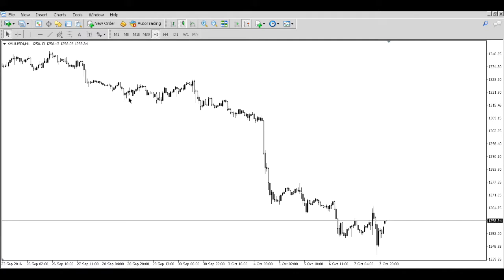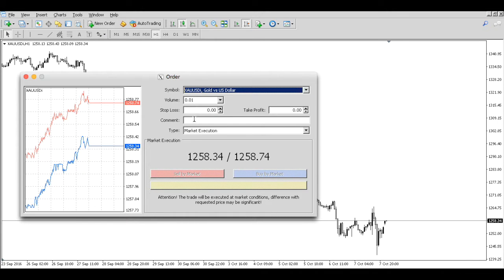To place your pending orders or market execution, you can select right here where it says new order. Currently, it's at market execution, which means you will enter the market right now. What you need to do is place your lot size, your stop loss, and your take profit, and then you'd be able to sell or buy the market, whichever you need to do.